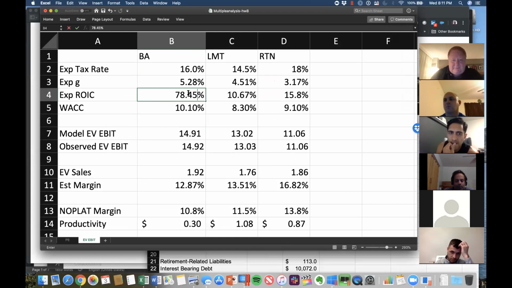Let me do it this way. It's not going to change the analysis all that much. The reason I think I did it differently here is because I was actually using our model to back into an ROIC at the time, and you didn't have that. So that would probably be the difference. Sorry about that. So let's put this growth rate.